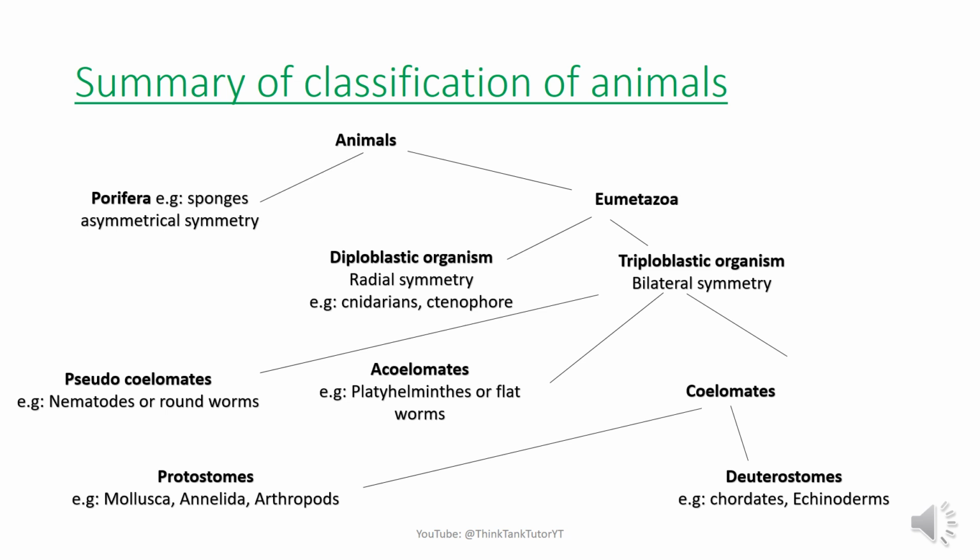There can be coelomates, acoelomates, and pseudocoelomates. For pseudocoelomates, for example, we have nematodes or roundworms. For acoelomates, we have platyhelminths or flatworms. Then, as we have seen, coelomates are further classified into protostomes and deuterostomes. Examples of protostomes are mollusca, annelids, and arthropods, and for the deuterostomes, we have chordates and echinoderms.